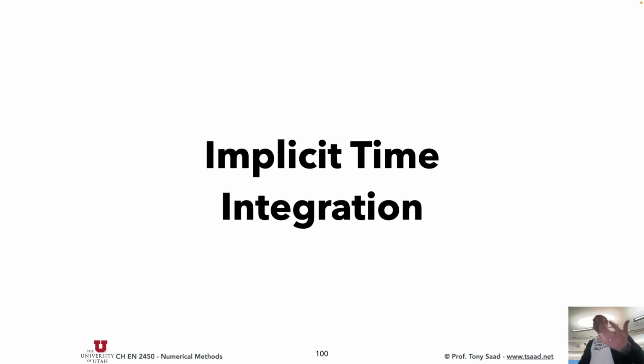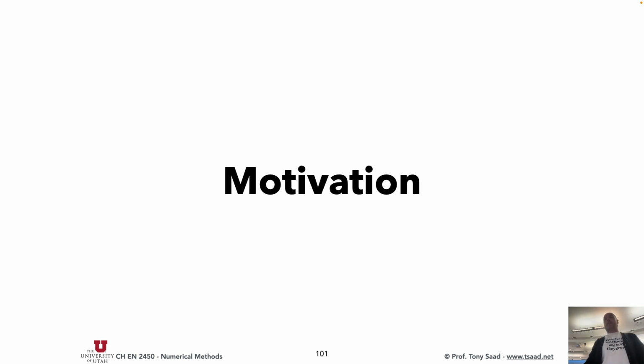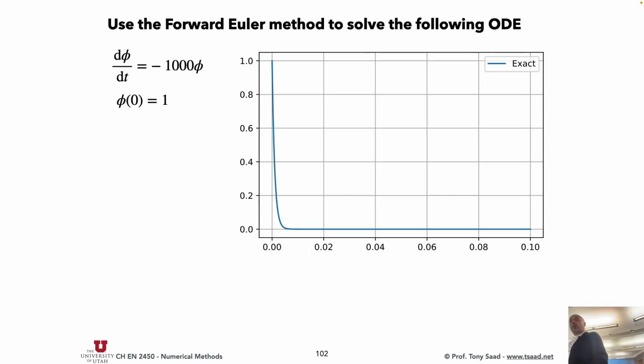All right, so let's first go through some motivation for why we need implicit methods. And now I'd like you to consider this differential equation, d phi by dt equal minus 1,000 phi, with an initial condition, phi at 0 equal 1. The exact solution looks like this. You have a sharp decay in a very short period of time, and then it just asymptotes and flattens out for eternity. Okay?